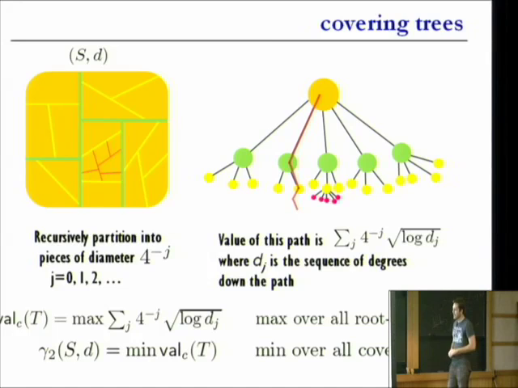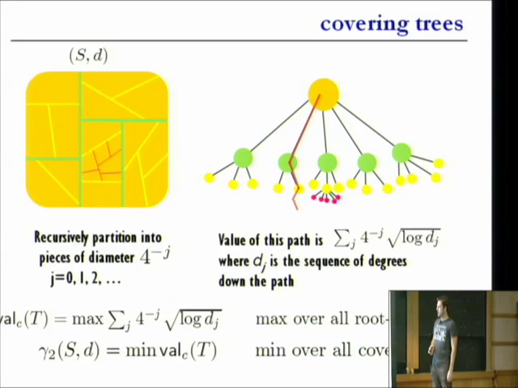And now I can tell you what gamma 2 is. There are a number of different ways you can say it. For the sake of this talk, let's say it this way. Basically, gamma 2 is the upper bound that you get on the expected maximum by taking the best possible tree. So every tree gives you an upper bound. Take the best upper bound. This is gamma 2 that I defined earlier. So it's the value of the best possible covering tree in the space.